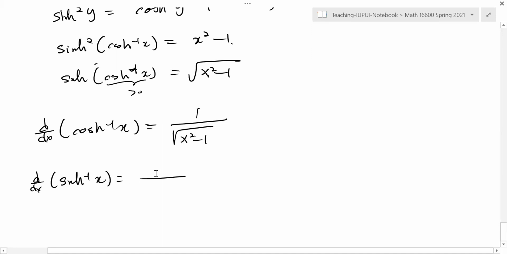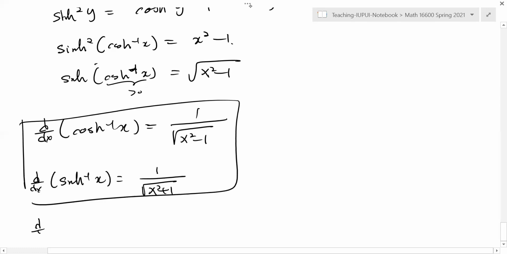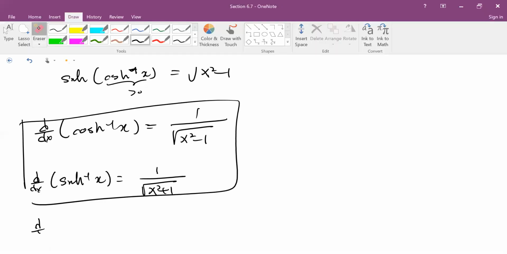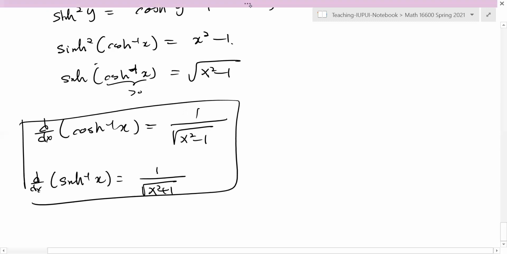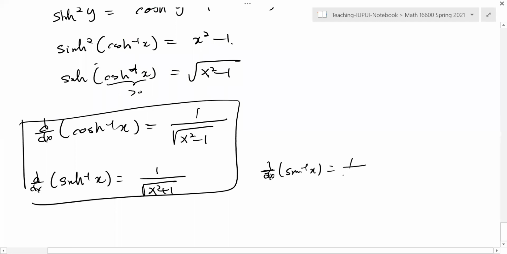This is going to be 1 over x squared plus 1, right? And this is a pattern. But for the derivative of the inverse function, it's going to be 1 over the square root of 1 minus x squared.